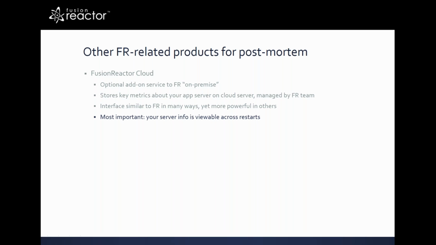And a key point is that that information is now in a database on the cloud server and can be looked at across restarts, right? Your FusionReactor interface right now, you know that when the instance restarts, everything in the interface is lost. Well, the interface that looks at FusionReactor Cloud is looking at data that they've stored in a database for you, only for you. Nobody can see it but you. It's all secure. You can talk about that with sales folks later. But the point is, you could look at that FusionReactor Cloud interface and see things over restarts.